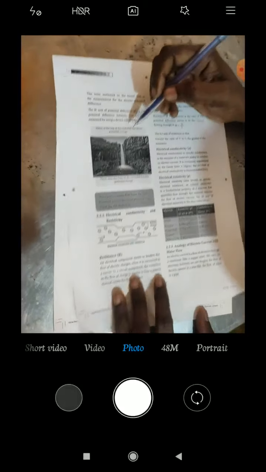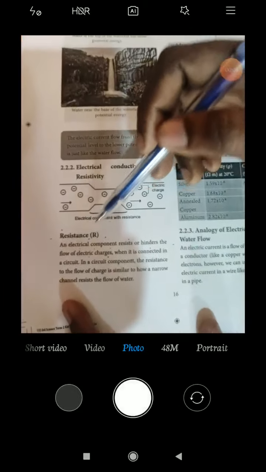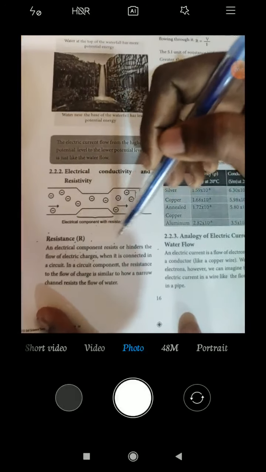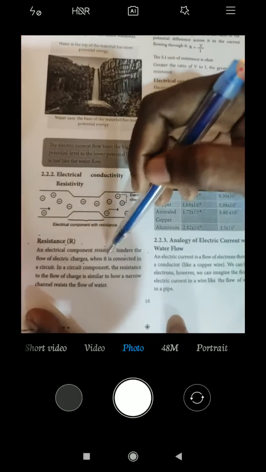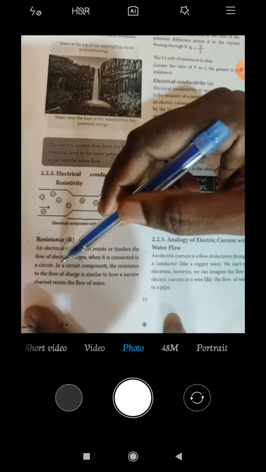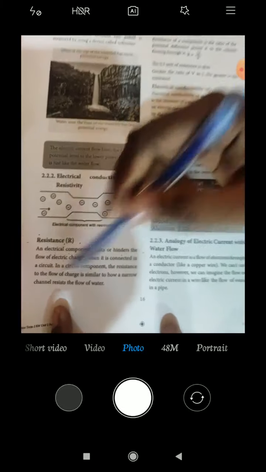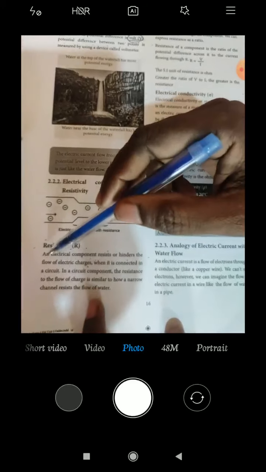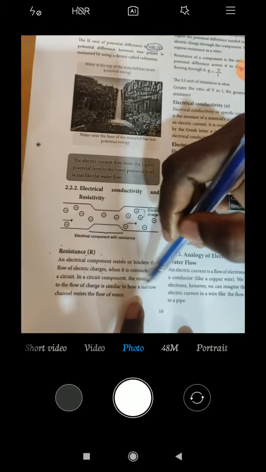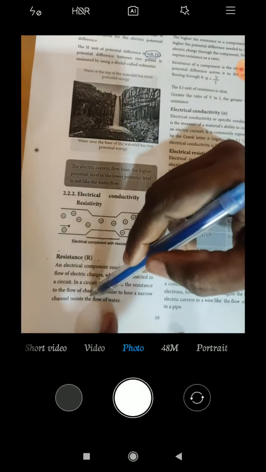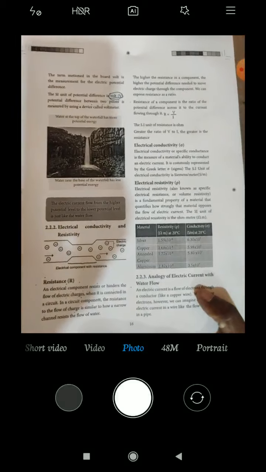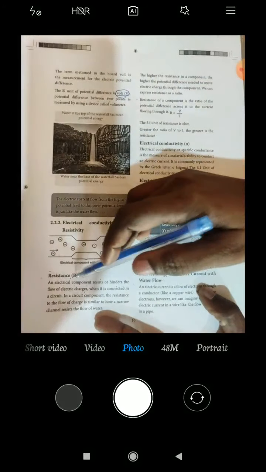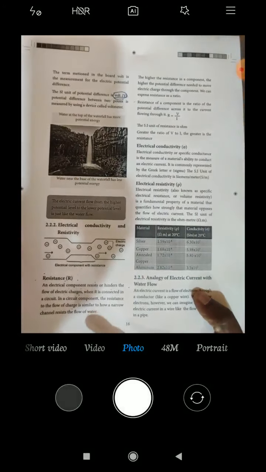Next, we are going to look at resistance. An electric component resists or hinders the flow of electric charges when it is connected in a circuit. Electric resistance opposes the flow of charges, similar to how a narrow channel resists the flow of water.